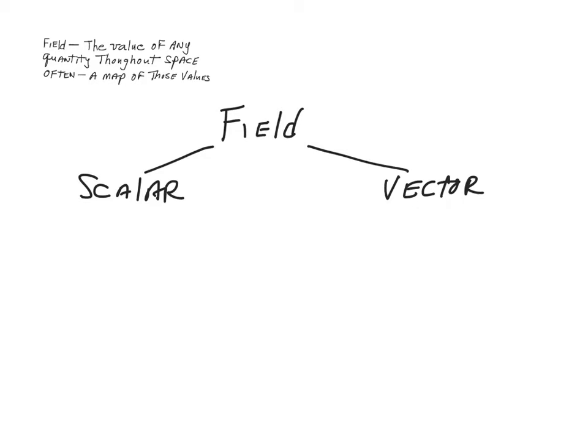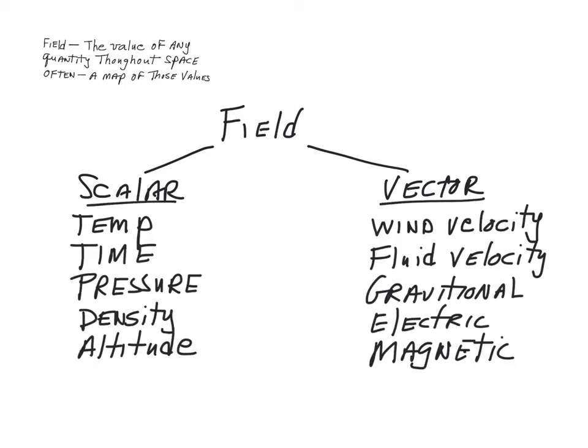So the quantities that we might want to know could be scalar quantities or vector quantities. So pause the video and make a list of values that you might want to know throughout space of different quantities and whether they're scalars or vectors. Make a list and then come back and see what I've written. Okay, here are the examples I came up with. You might have some others.